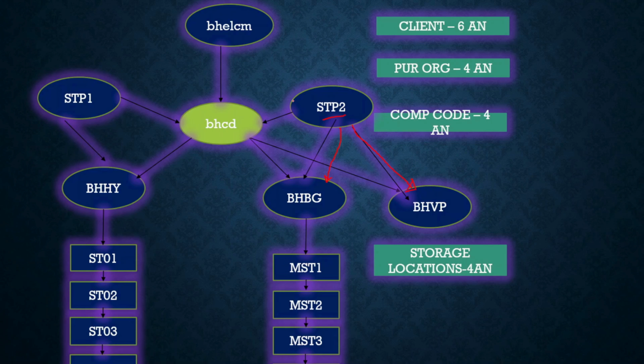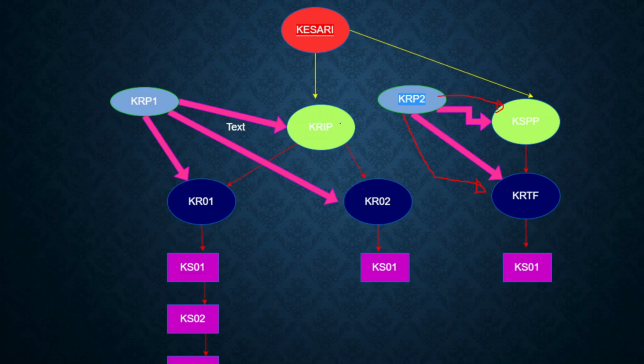So this is also mandatory: to assign purchase organization with company code. We can say that this purchase organization is a cross plant purchase organization, because it's assigned with more than one plant. Here you can see this KRP1.